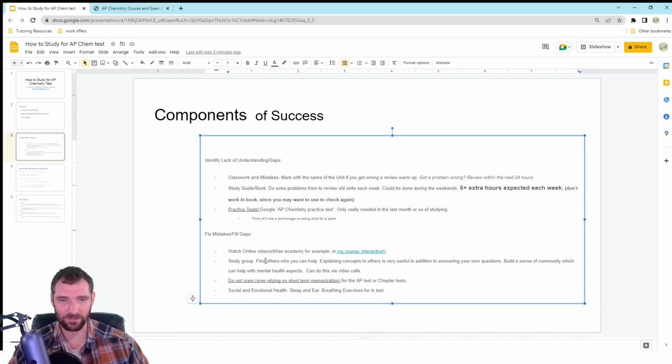So find that study group. Even if you're the smartest person in the group, that benefits you, because you'll get really good at doing and explaining your thinking.